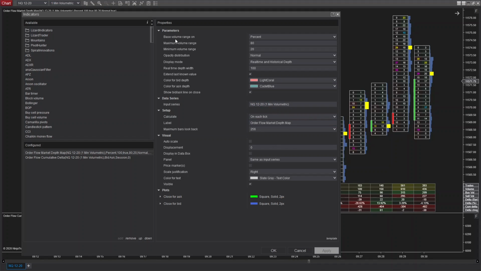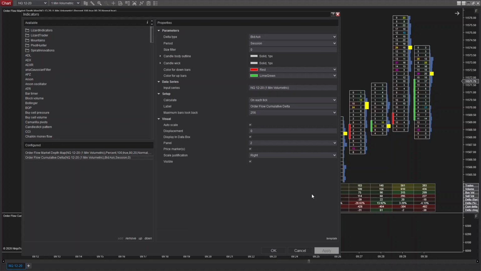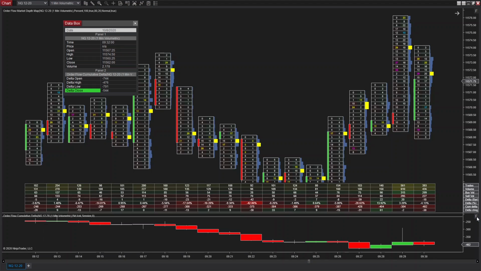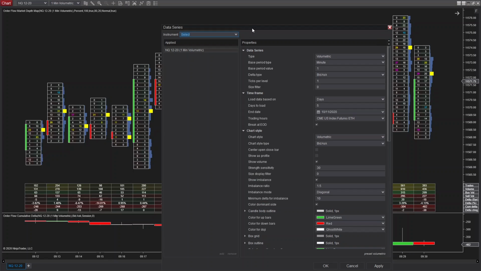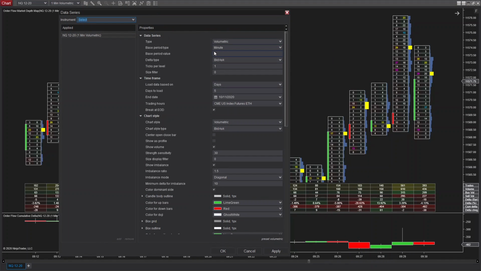Okay, so volume based on percentage, 80-20, opacity. All these settings are pretty straightforward. Delta: I enabled the delta here, and that should look like this. So order flow cumulative delta, actually that's down here, sorry. Data series would have your settings here: Volumetric, 1 minute.